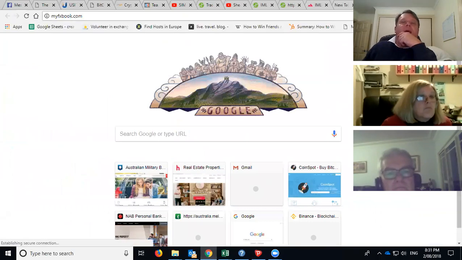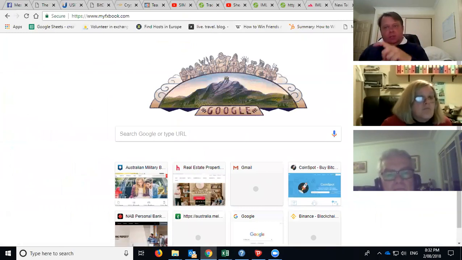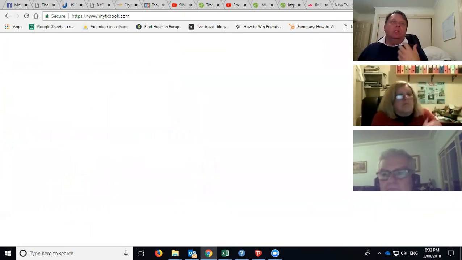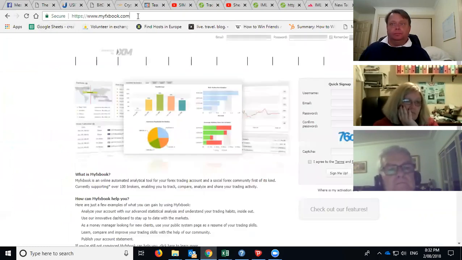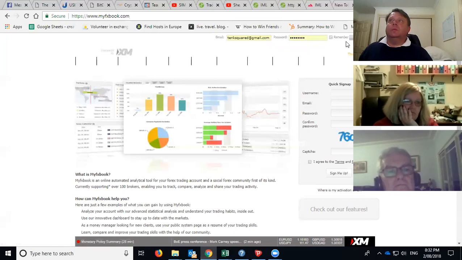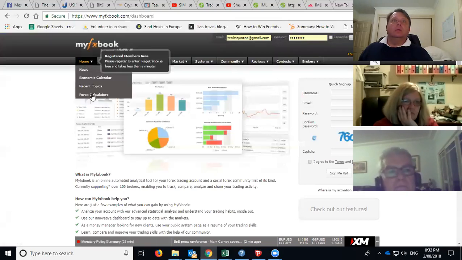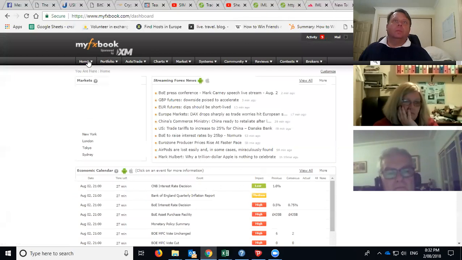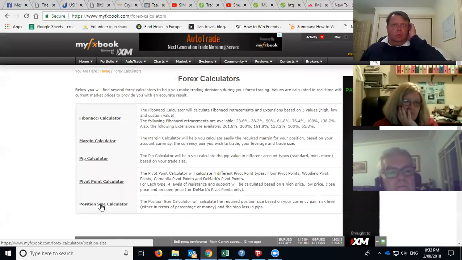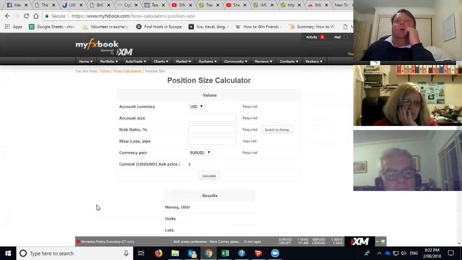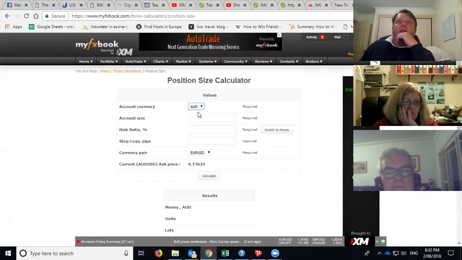There's a website, myfxbook.com, that allows you to see, based on your account size and the size of the risk and all that sort of stuff, how to limit your particular risk. On my fast-paced computer, let's go. Log in. Okay, Forex calculator. I trade obviously in Australian dollars, and my account size is $1,000.